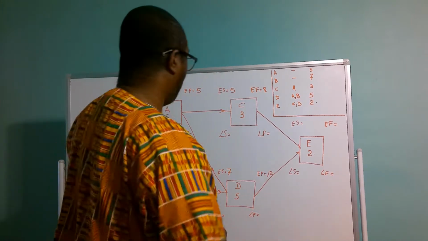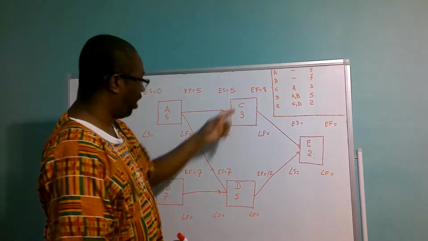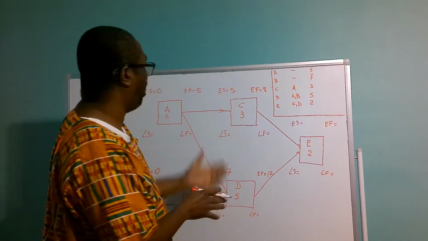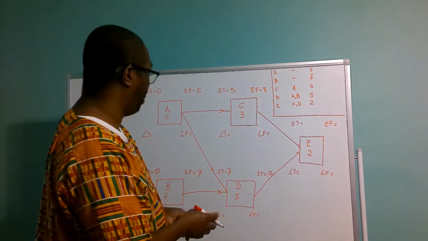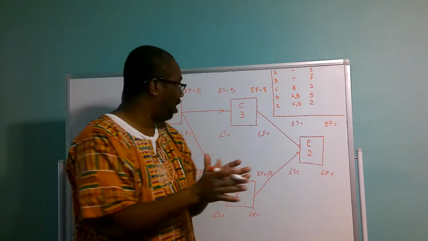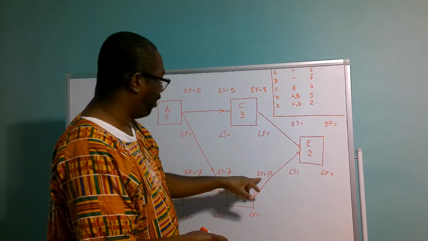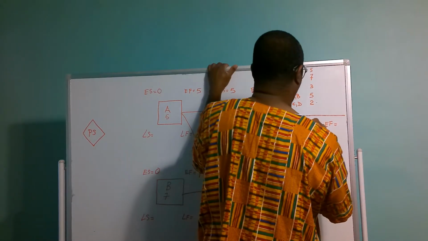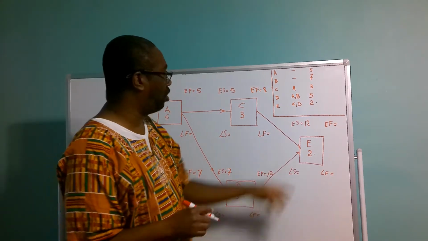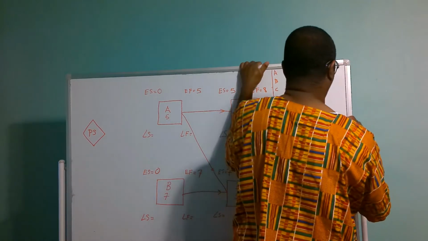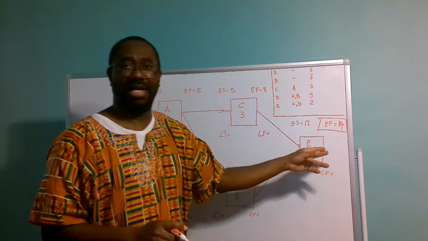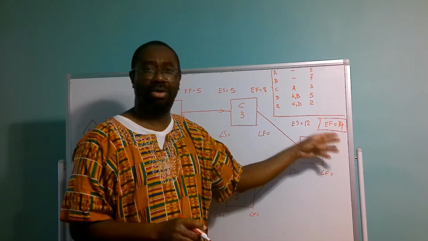Right? Therefore, E comes out of C and D. So we're going to choose the higher of activity C and D. C has an early finish of 8 days, and D has an early finish of 12 days. So we choose the higher of C and D, which is 12. So the early finish of 12 days is going to be the early start of 12 days for E. E has a duration of 2 days, so it's going to be 12 plus 2, which is 14. So right there, we have calculated the duration of this project to be 14 days.